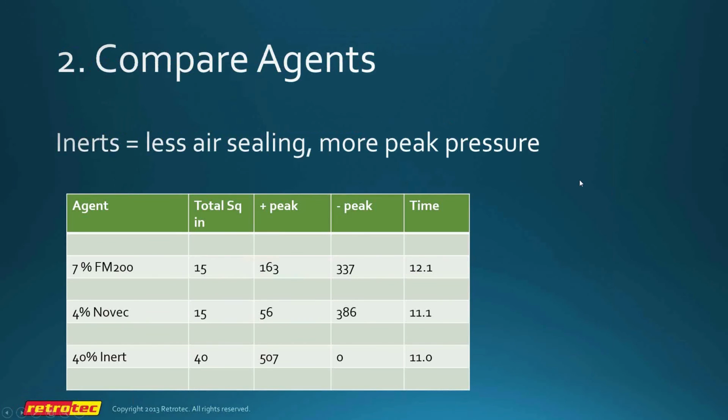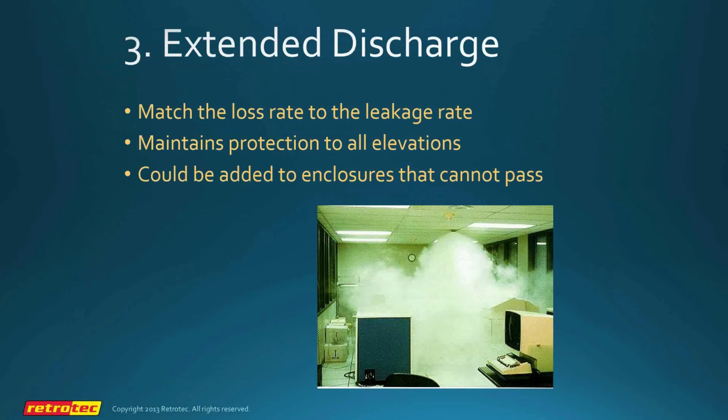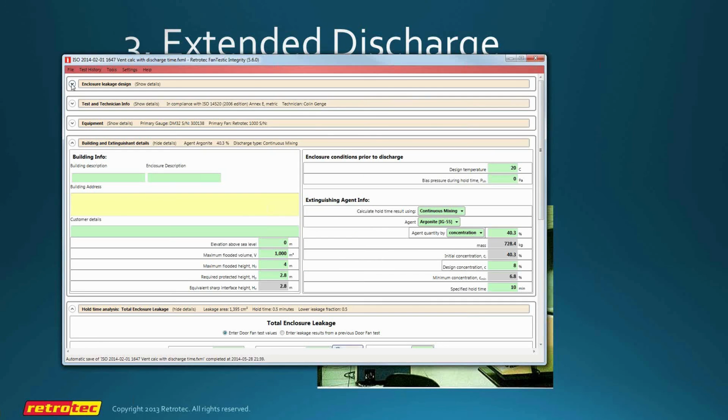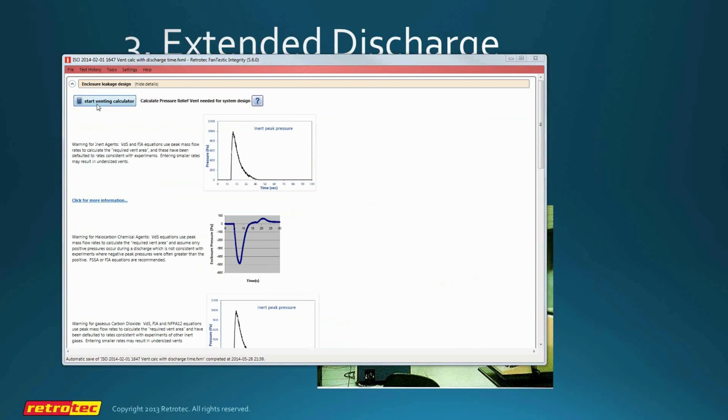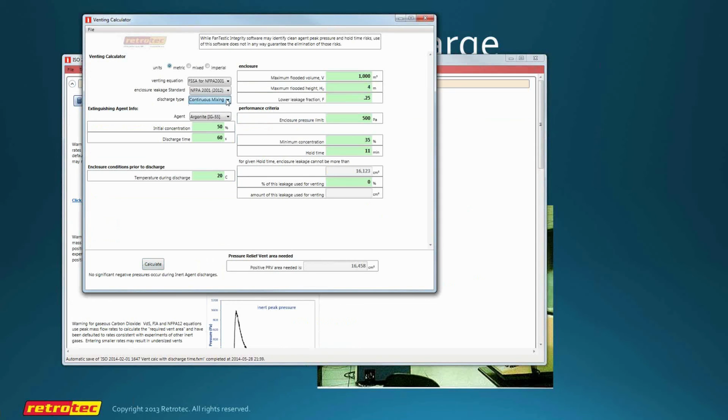Comparing agents, we did this already. Extended discharge is quite commonly used for CO2, not as common in other areas. This allows us to have very, very leaky enclosures which don't necessarily need pressure relief vents. And by running the software using extended discharge, which is one of the options here, continuous mixing, this one doesn't do extended discharge, sorry about that.